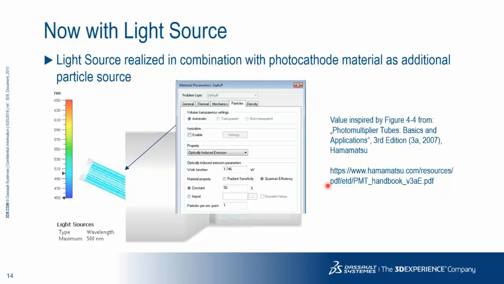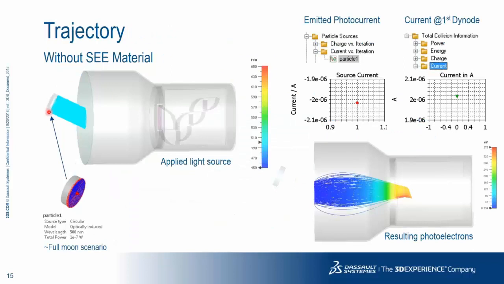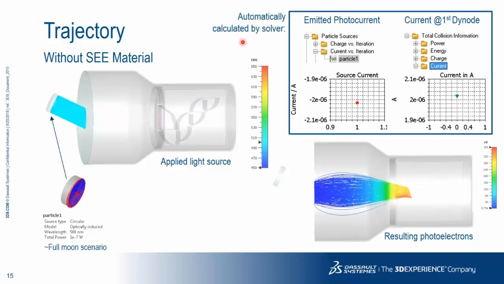If we define the material parameters, we can also define the light source, which you see in more detail. We have 500 nanometers, as discussed before, and as total power, 1e-7 watt is assumed, which is approximately the power density of a full moon scenario. So it's already quite a bright scenario. Given this, the solver calculates not only the trajectory, but also automatically the emitted photocurrent, which might be interesting because so far you've given only the light. You also want to know how much current is coming out, and it also gives you automatically the currents at the several dynodes.